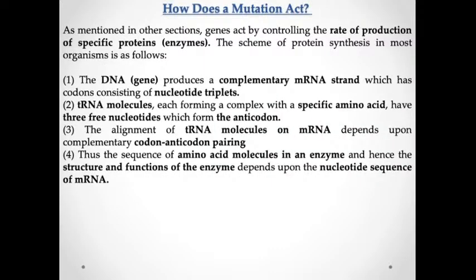So how does this mutation act? As mutations in other sections, genes act by controlling the rate of production of specific proteins. The scheme of protein synthesis in most organisms is as follows. First is the gene. Your DNA produces a complementary mRNA, which has codons consisting of nucleotide triplets.